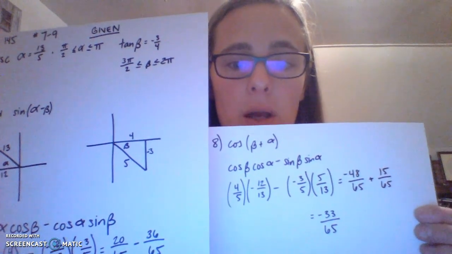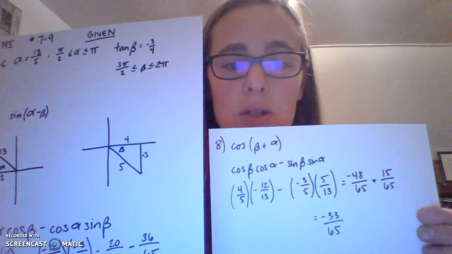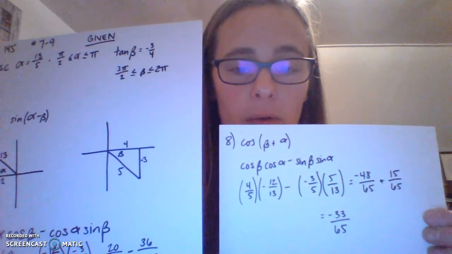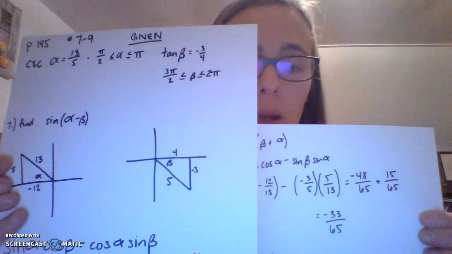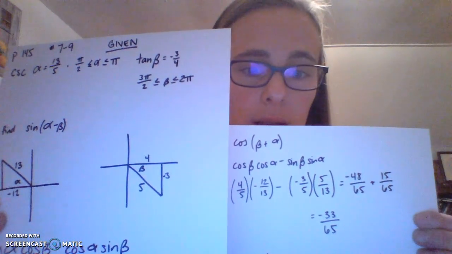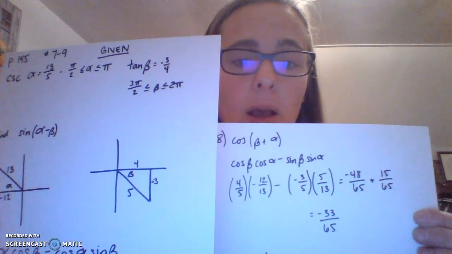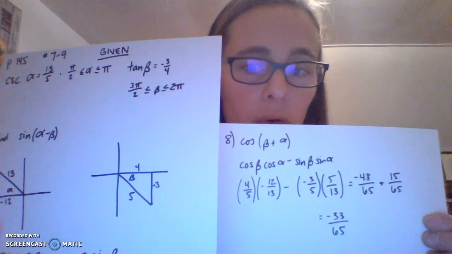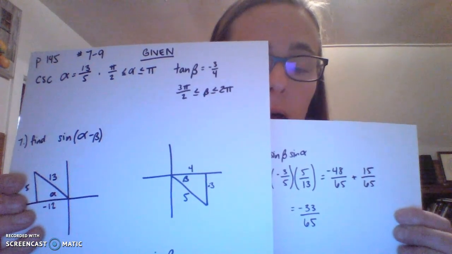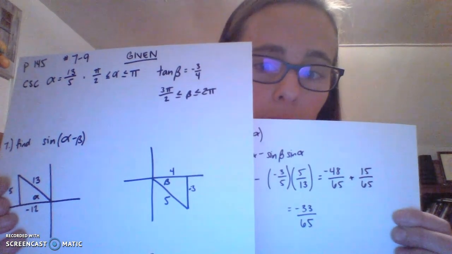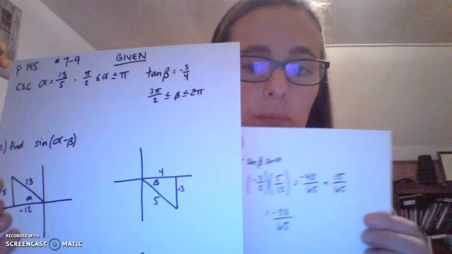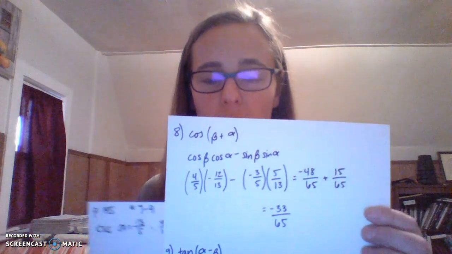Looking back at our triangles, we just plug and chug. Cosine of beta is adjacent over hypotenuse, so 4 over 5. Cosine of alpha is adjacent over hypotenuse, negative 12 over 13, minus sine of beta, opposite over hypotenuse, negative 3 over 5, times sine of alpha, which is 5 over 13. It's still really hard for me to do this with it being backwards, I'm sorry.